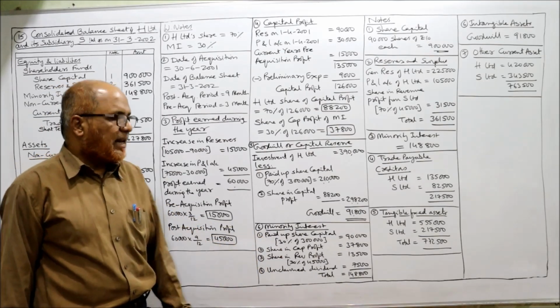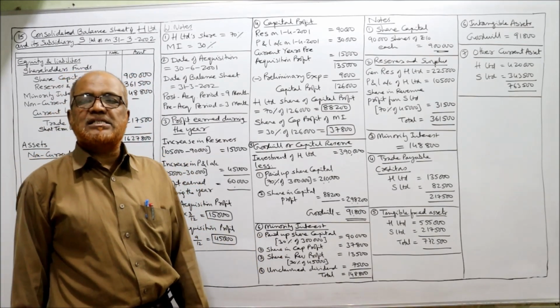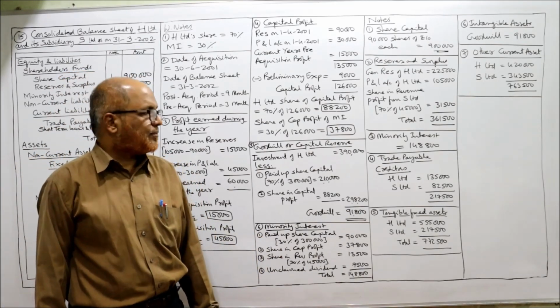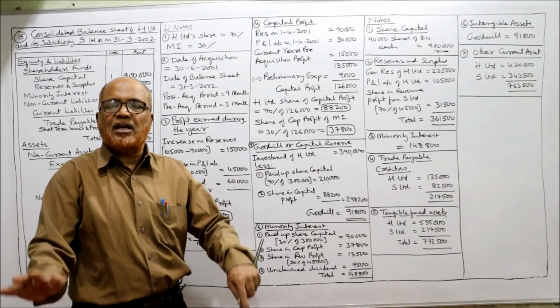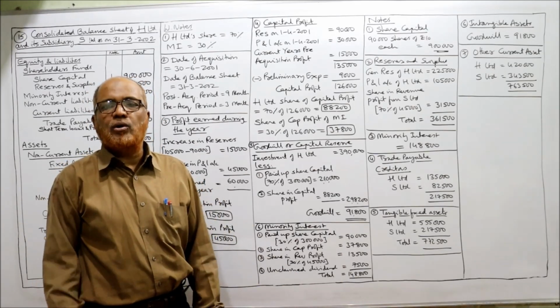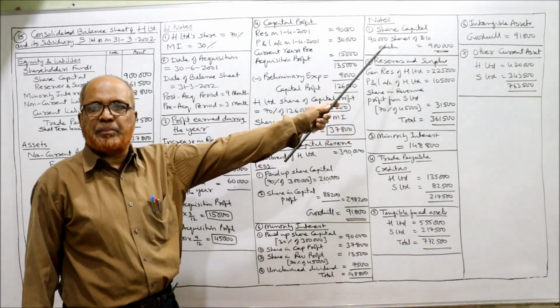Add up, 1,48,800. This is the minority interest. That's all. All working notes completed. Now notes forming part of financial statements.